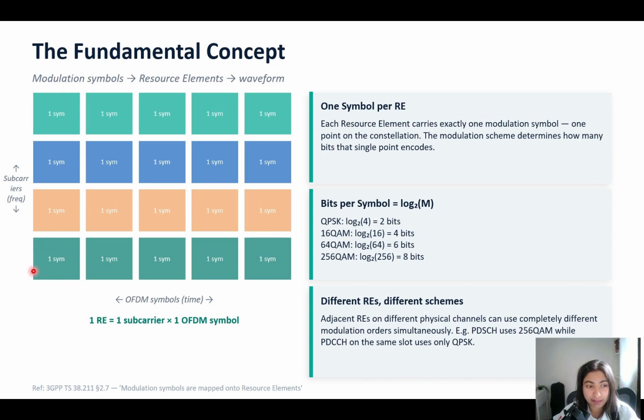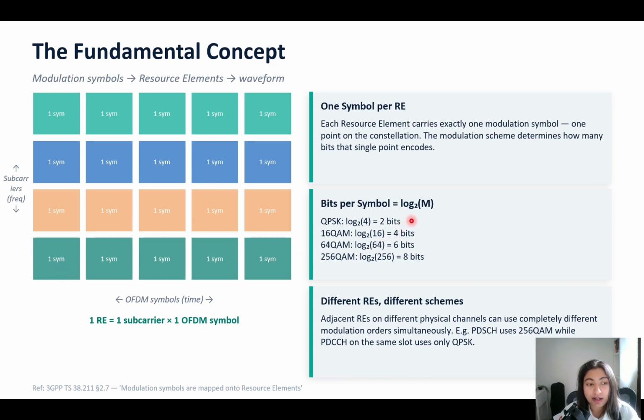Each resource element carries exactly one modulation symbol. This symbol itself is a complex number. It has a magnitude as well as a phase. And its position in the constellation diagram determines which bits it represents. If you haven't heard about constellation diagrams before, I'll explore that in the coming slides.